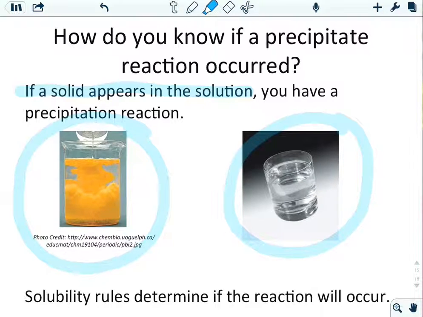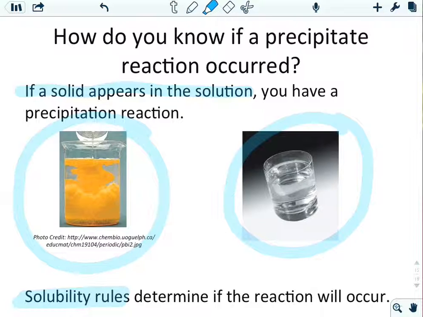Or with acids, we say that it's ionized. So this is what we're looking for: does a solid appear? How do we determine if a precipitation reaction has occurred? Well, we use the solubility rules, and we're going to talk a lot about this when we talk about predicting it. We like to use our solubility rules when we don't know what the product is, and we're going to predict if there will be a precipitate.